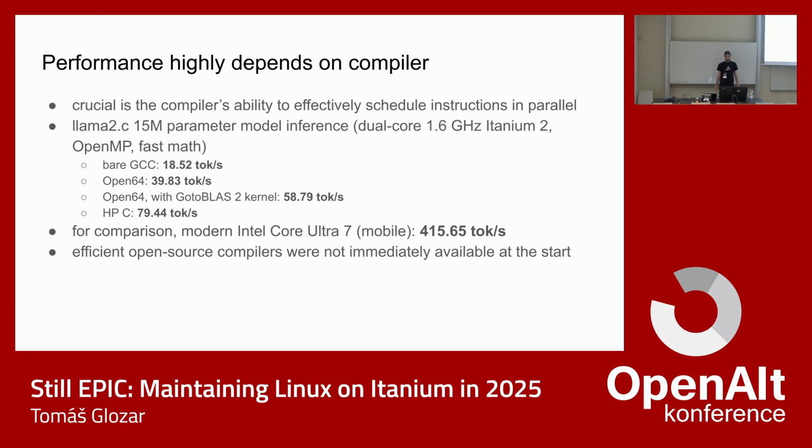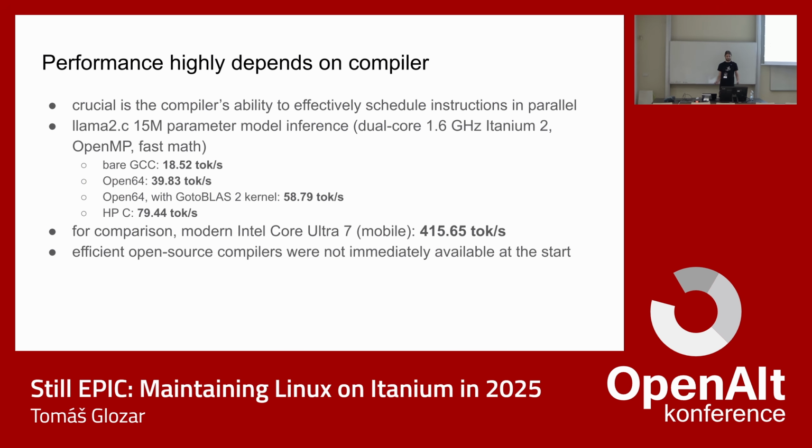And I ran this on my own dual-core 1.6 gigahertz Itanium 2 with different compilers. And you see that if you use just bare GCC, you get about 18 tokens per second. But if you use Open64, which is a faster optimized compiler for Itanium, you get more than double the speed. You get even more speed when you use the GoToBlast2 kernel for vector matrix multiplication, which is written in Itanium assembly. And you get even more speed with a new HPC compiler.